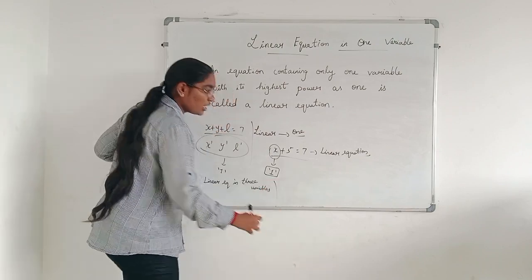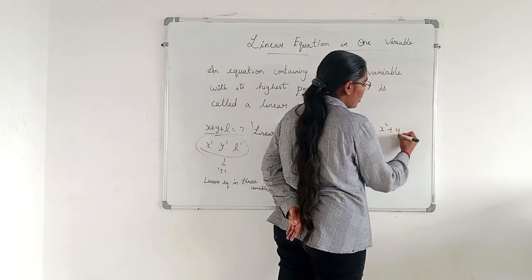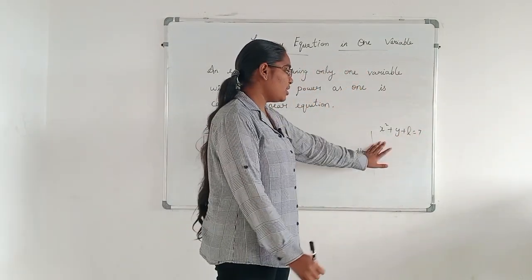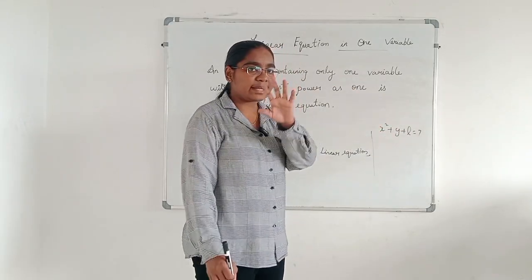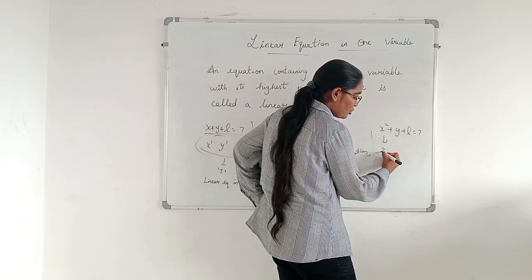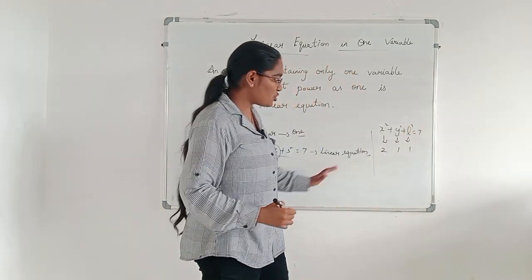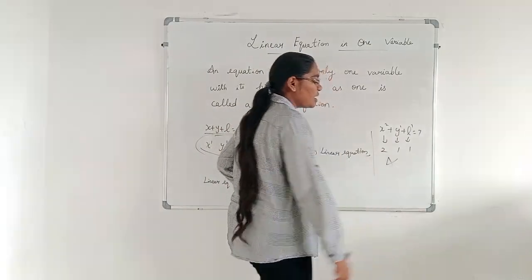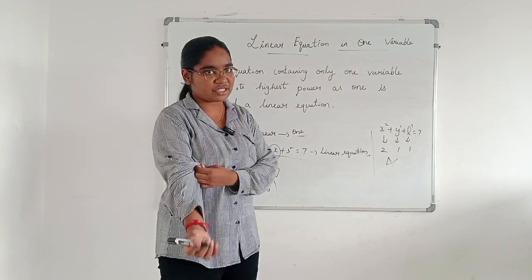Right. Consider another example. x square plus y plus l equal to 7. Here you have to check the variables' powers and take out the greatest power. While checking, the power of x is 2, y is 1 and l is 1. So here the highest power is 2. So this won't form a linear equation. That's the concept of linear equation.